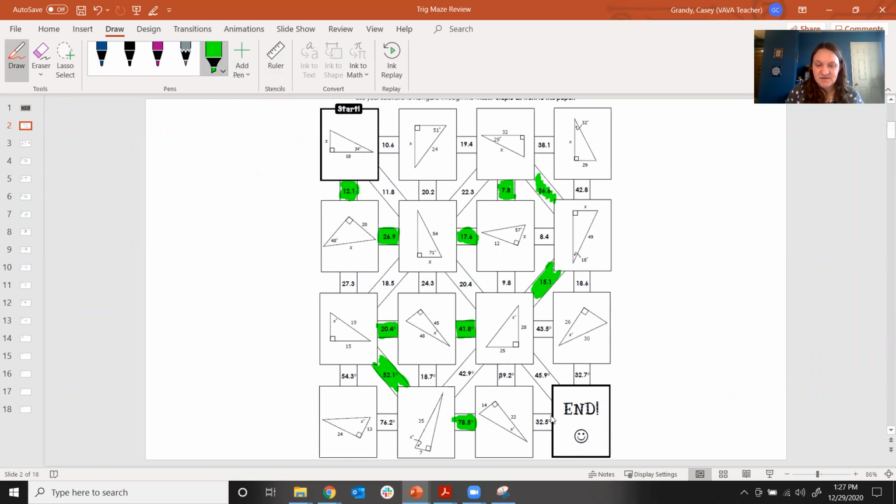And that brings us to the end. We have completed the puzzle. Great job, guys. Let me know if there's any questions, anything I can help you with.